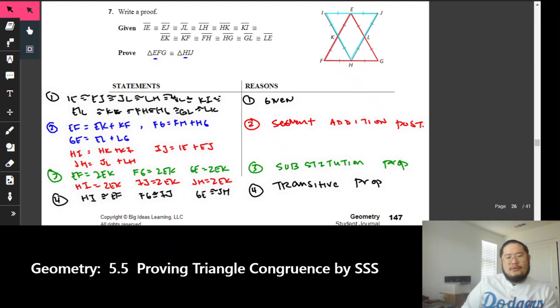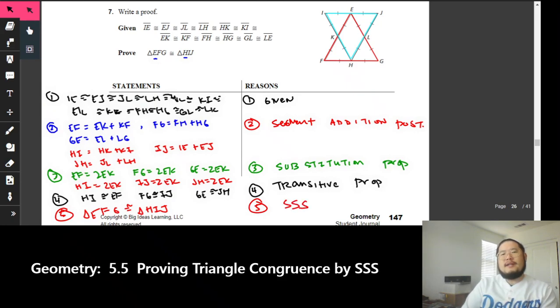So now that we have 3 sides of each triangle congruent, we can go ahead and conclude this with step 5 and say that triangle EFG is congruent to triangle HIJ. And guess what? Because we now know that all corresponding sides of each triangle are congruent.